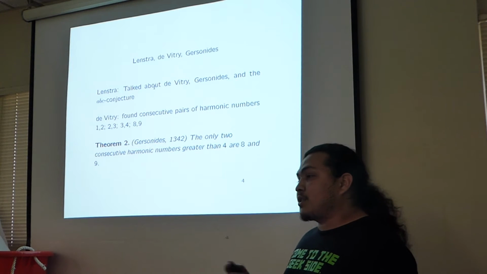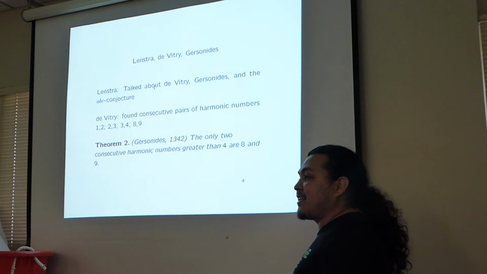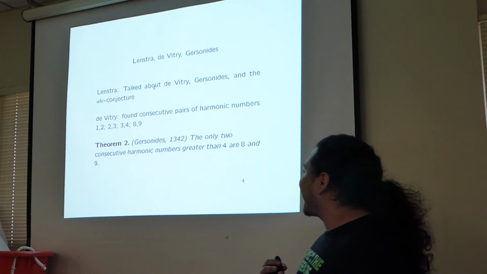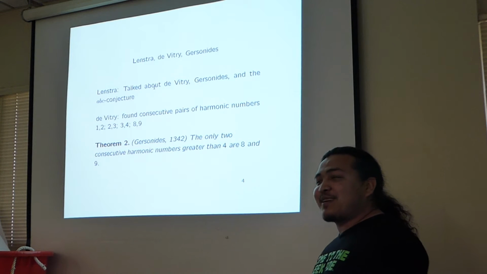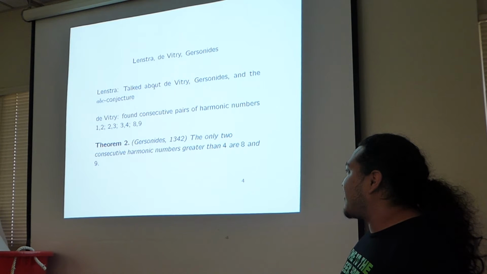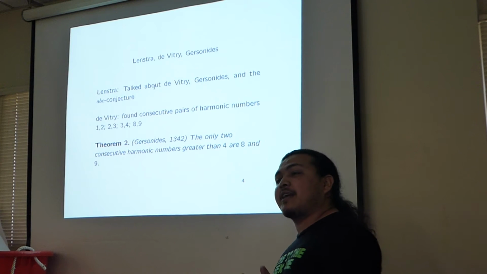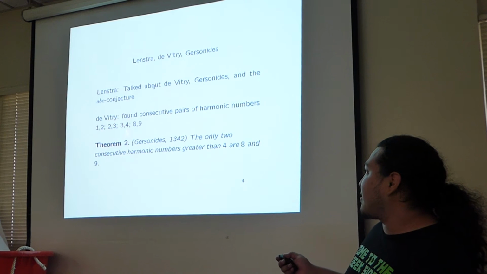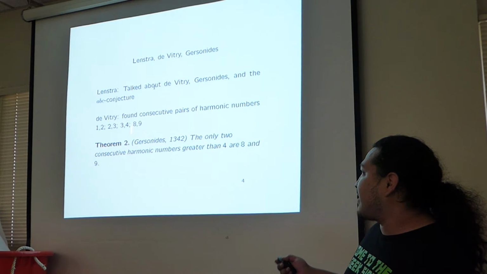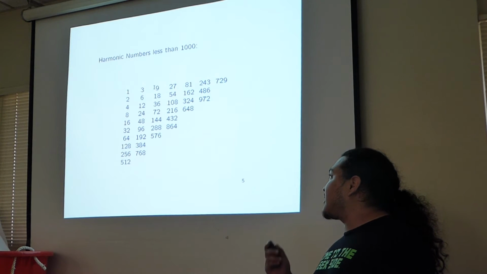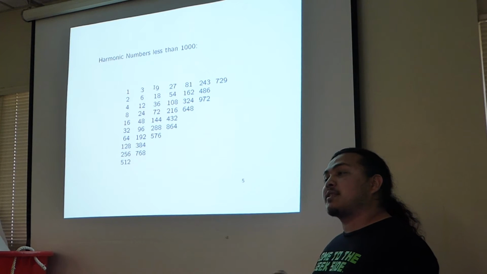And then Gersonides wrote up a proof, and this was 675 years ago. I can't stress that enough, right? Because it just tells you how long people have been looking at these numbers. And it says the only two consecutive harmonic numbers greater than 4 are 8 and 9. So again, you look at 1, 2, 2, 3, 3, 4, and then greater than 4, you only have 8 and 9.